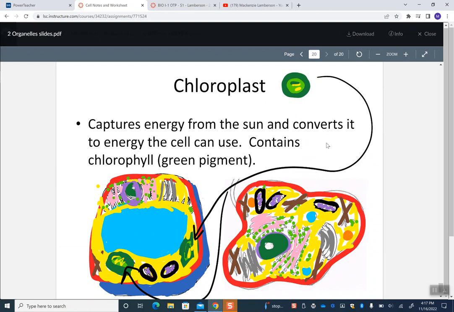Now we have chloroplasts, and again we are running out of colors, so I did this in 3 different colors here. We have our dark green, light green, and the little folds in the middle are in yellow. Chloroplasts are only in plant cells because this is what they use to convert energy from the sun to energy that the cell can use. Obviously, we don't do photosynthesis, so we don't have chloroplasts. It is just in plant cells here. So they help capture energy from the sun and convert it into energy that the cell can use. Now, these chloroplasts are green because they contain chlorophyll, which is a type of green pigment.